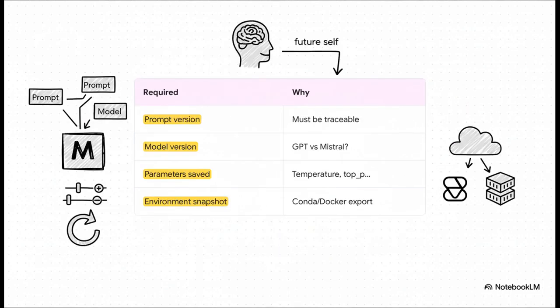So, how do you make sure your experiments are actually reproducible? Like for anyone on your team, or even for you 6 months from now? Well, here's your checklist. This stuff is non-negotiable. You need the exact prompt, the model version, all the parameters, and a snapshot of your software environment, maybe from Conda or Docker. With these 4 things, an experiment becomes truly repeatable.